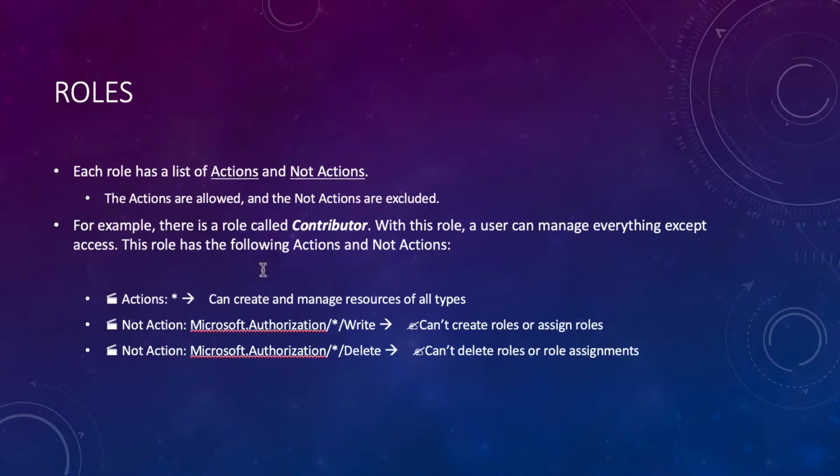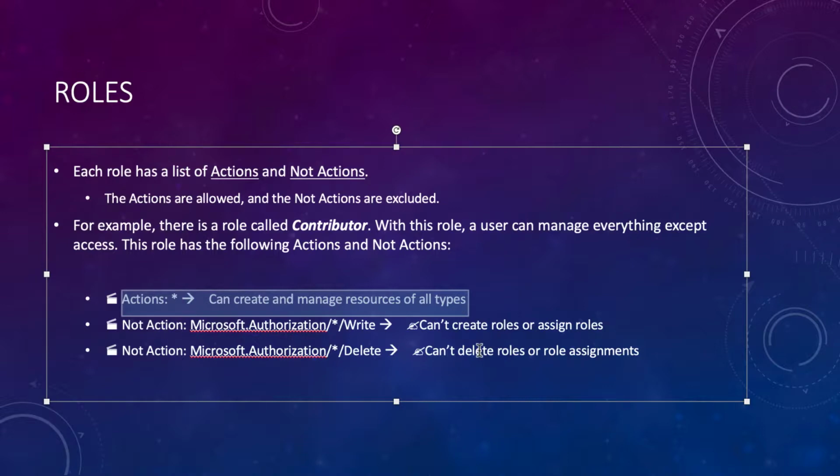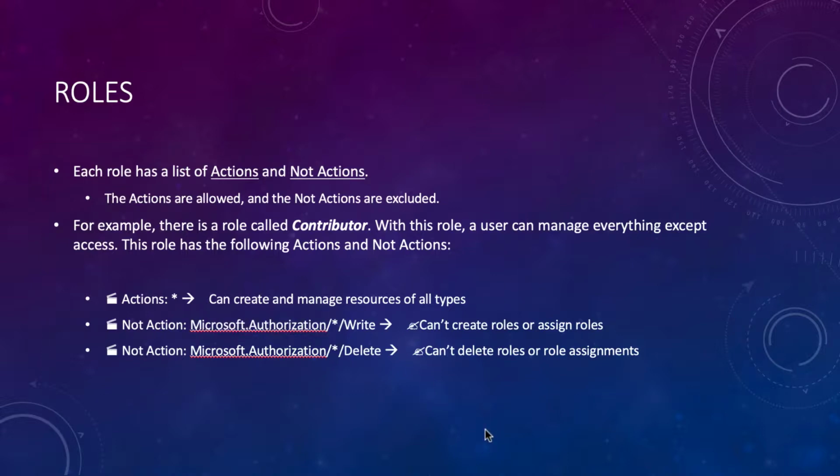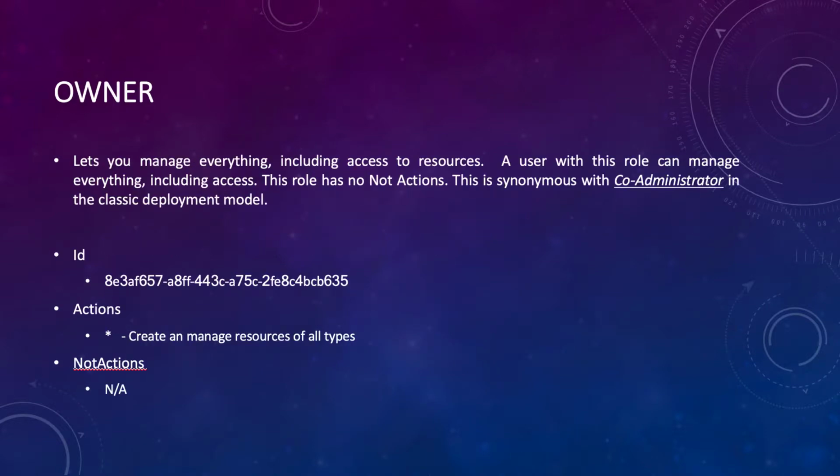When you want to define this, you have to define what are the actions that this user is actually able to conduct. As you can see, we define the actions with a star, which means can create and manage resources of all types. And there are not actions, like the user cannot write or cannot delete any of the assigned roles. So everything is under the namespace of Microsoft.Authorization, which again later on we're going to discuss in more fine-grained details over how to set them up, how to bring them in, and how to use them.